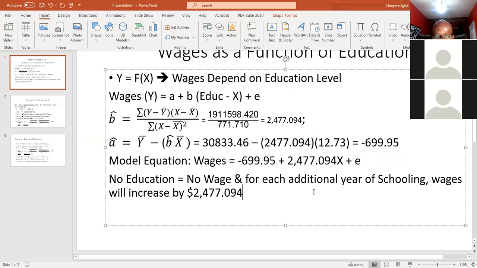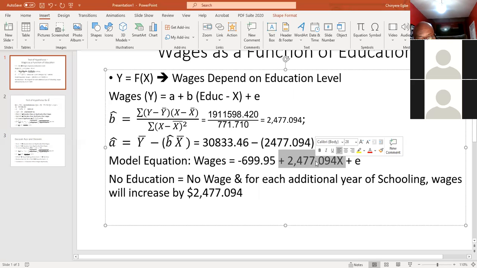So now, after you estimate the equation, you estimate B hat, which is your slope, and you estimate A hat, which is your intercept. That intercept simply means even if you have no education, you will get something, but it's going to be small. But this model is actually saying if you have no education and you come here to work, you probably have to pay. Maybe you're learning, right? But for each additional year of education, your wages will increase by 2477. You get it?